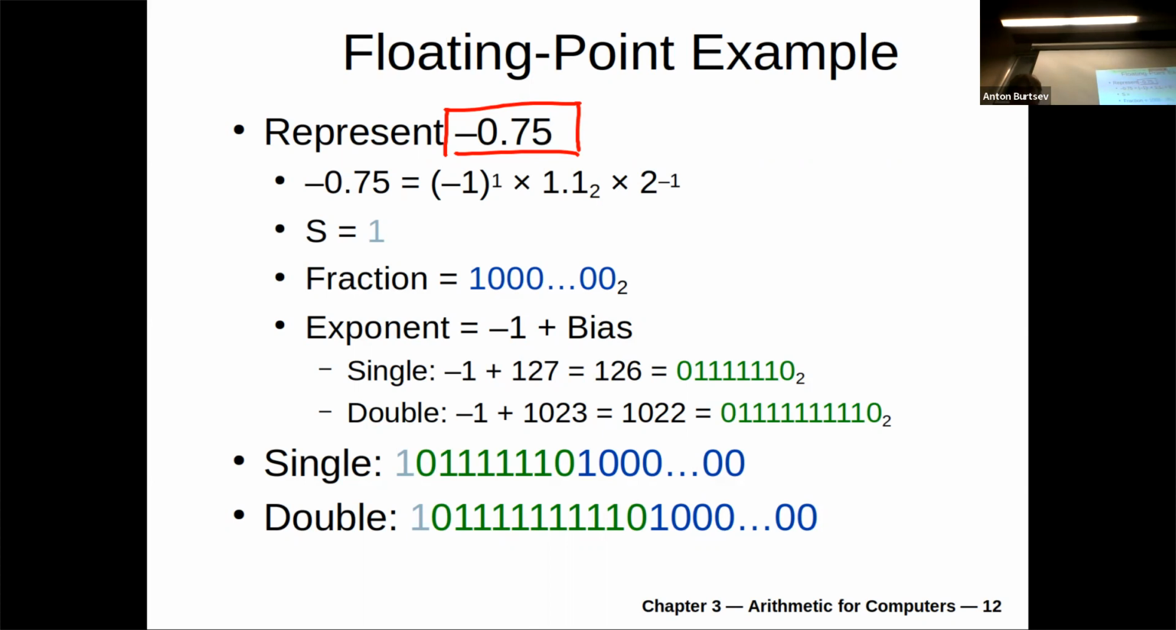So, any ideas for how to do this? Okay, so right now, negative 0.75 is base 10. If you want to put it in binary, you could put it to base 2. We can, and that's okay. So how will we convert 0.75 in base 2?